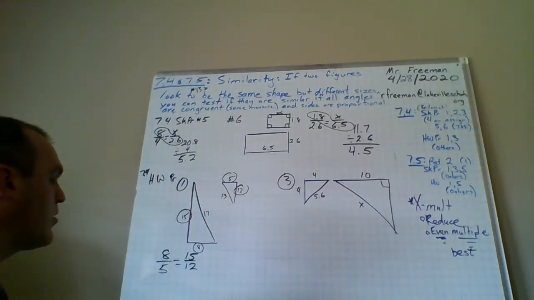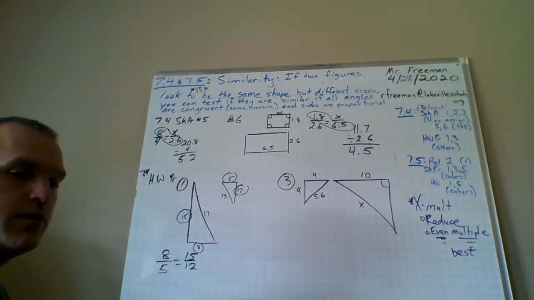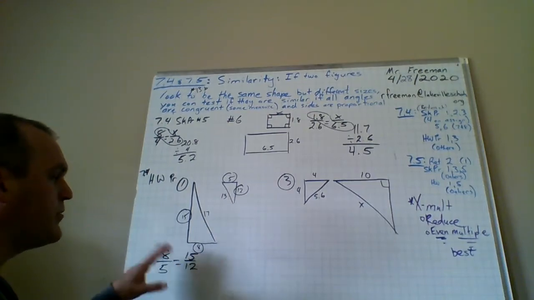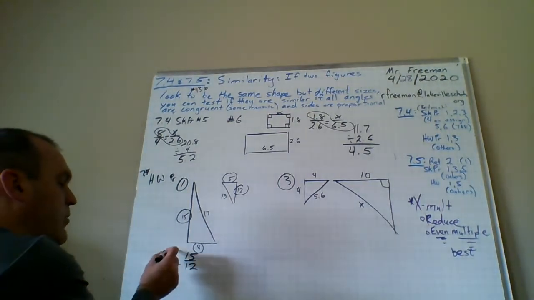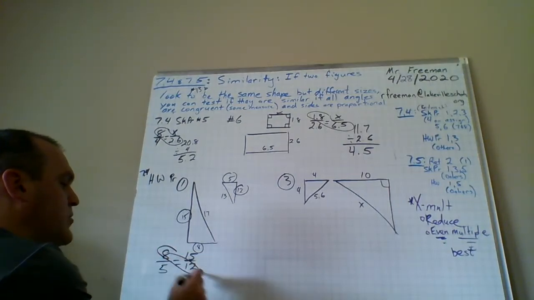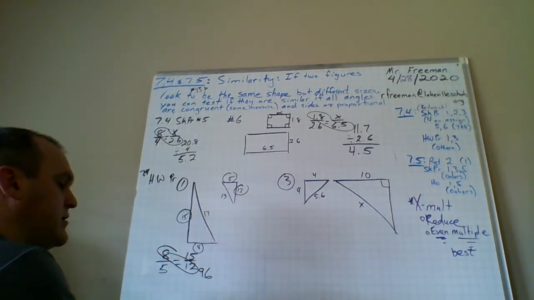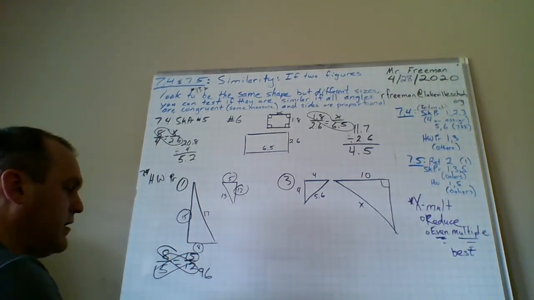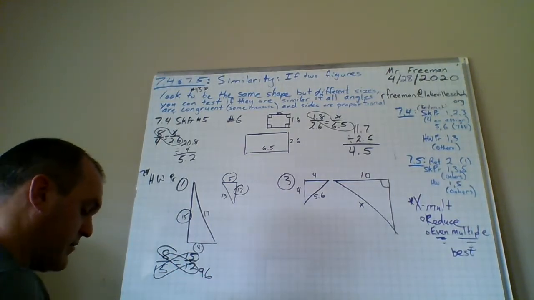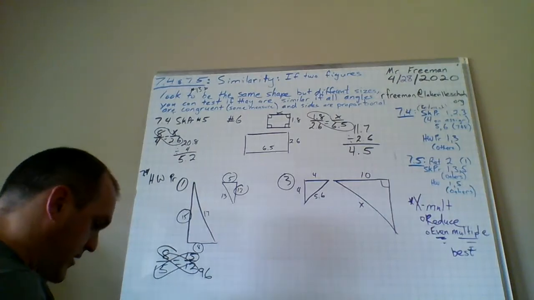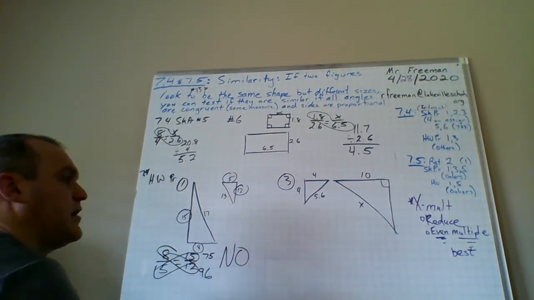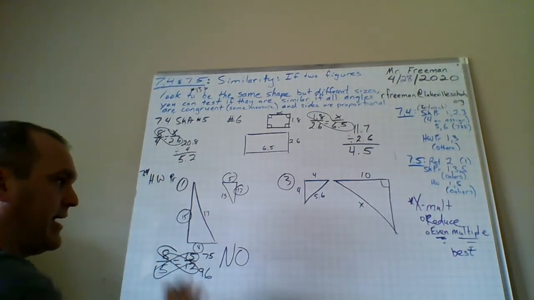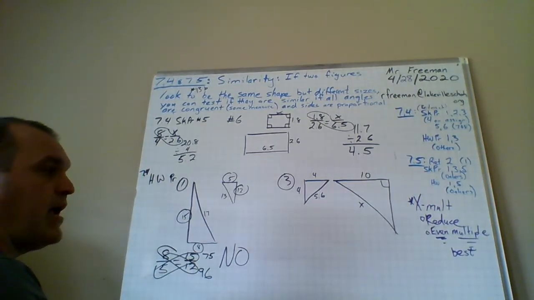Since we're on a new sheet, those dimensions are given to us. We are checking to see if that works. Okay, so we could cross multiply and say 8 times 12 you should know is 96. But 5 times 15 is not 96. 5 times 15 is only 75. So this guy is no, for sure. They are not similar.